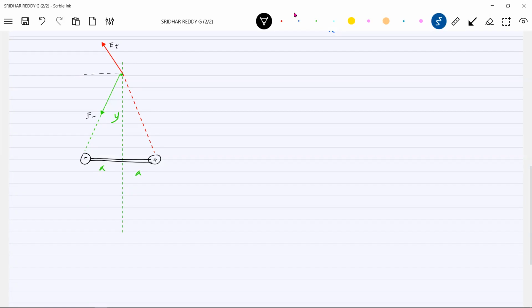Okay, let me take this as theta. This will be theta. And so this distance will be R. Now what is the value of E plus and E minus? Should be equal to KQ by R square. So what is the resultant field at point P3?